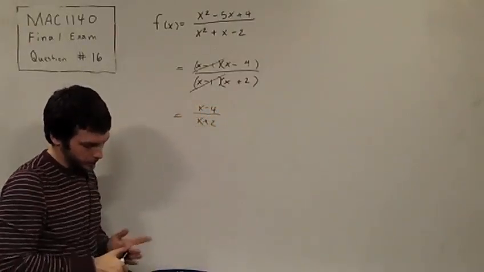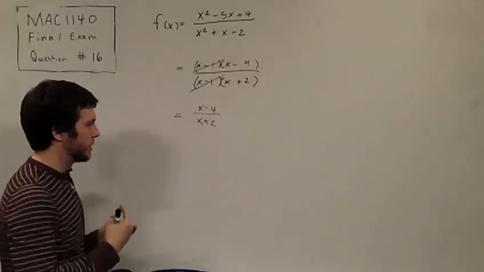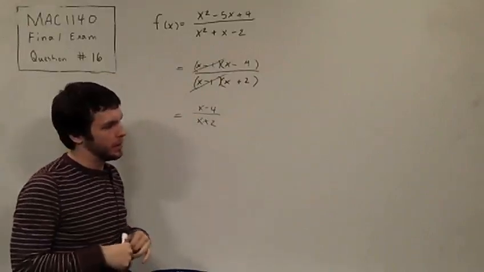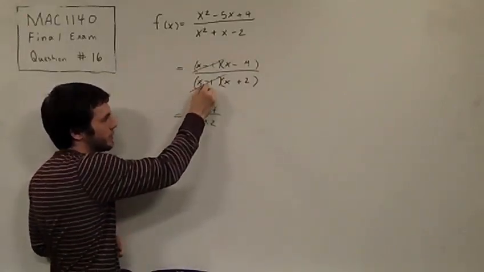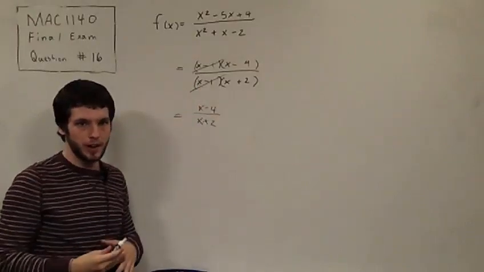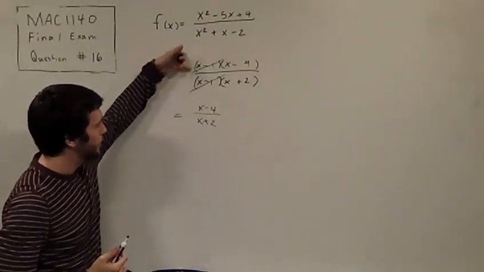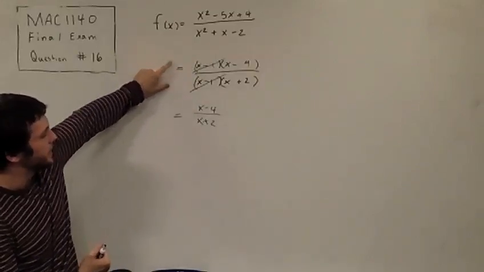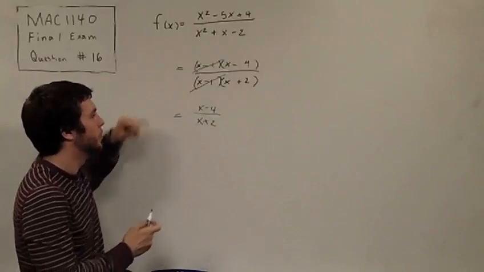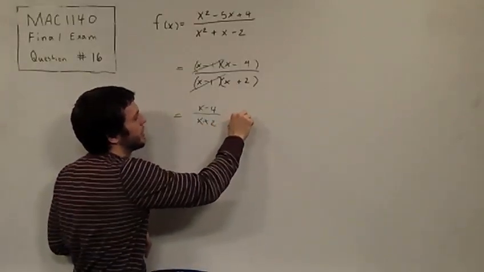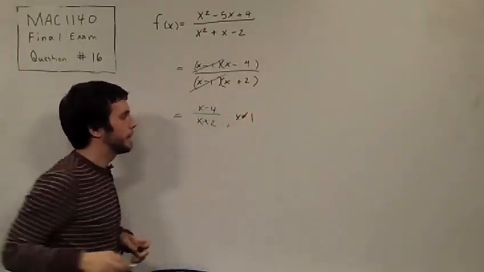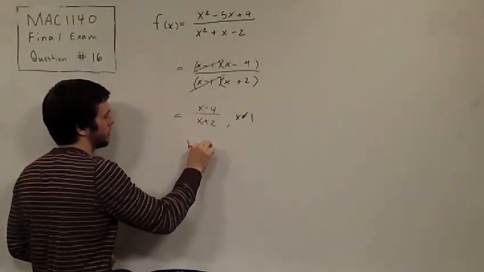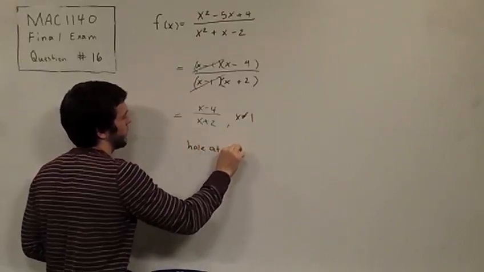The reason we can say this is a hole is because the factor was there before, and now it's not there. Before, we had an x minus 1, which meant the function is undefined there, and now it cancels out with the top. So the graph of this looks exactly like this, but with a hole at x equals 1. In fact, you should denote here that x cannot equal 1. That means there's a hole at x equals 1.